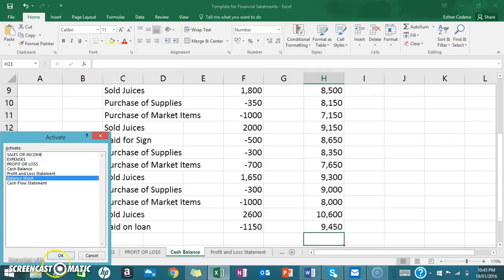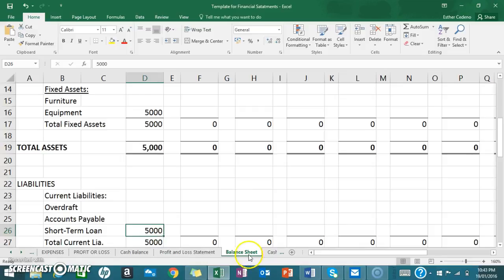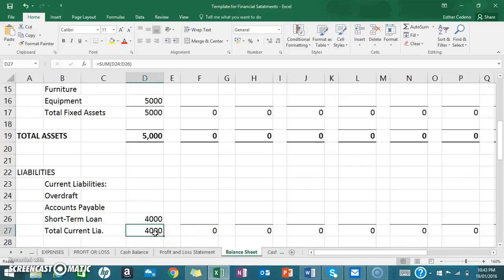Okay, and then we go to the balance sheet now, and the balance sheet is where we're going to make the adjustment for how much they're actually paying on the loan. Now, if 1,150 included interest of 150, that means they're reducing the principal by 1,000. So this goes down to 4,000 on the short-term loan. Okay, I hope that is understood.